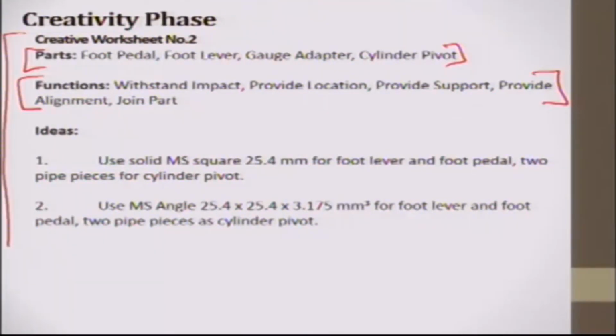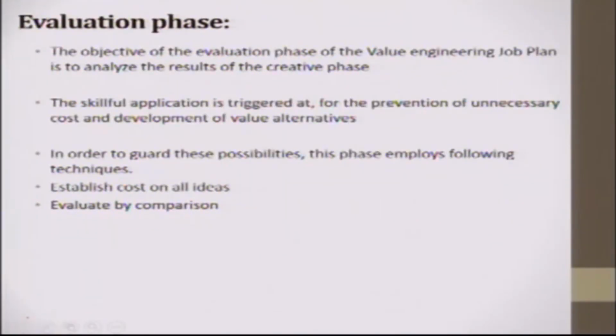out of which it was found that 4 worksheets, 4 creative ideas or 4 groups of the parts and the functions didn't work, and they worked on the 8 creative worksheets and the changes were made. So I have listed only 2 worksheets here just to have an overview of how this is conducted. Next I will go to the evaluation phase.